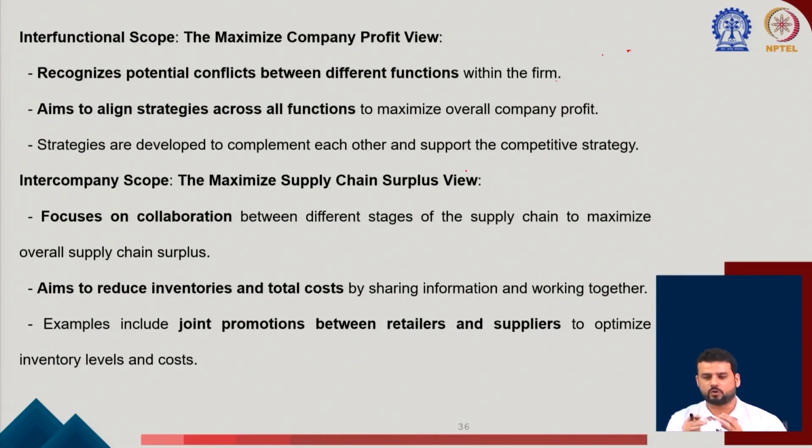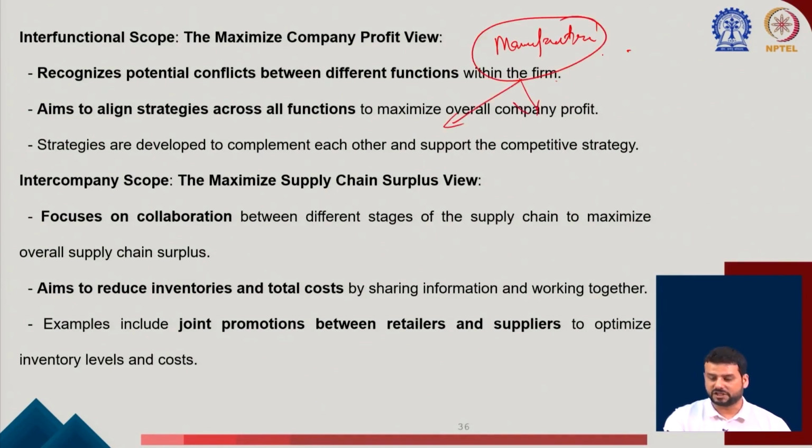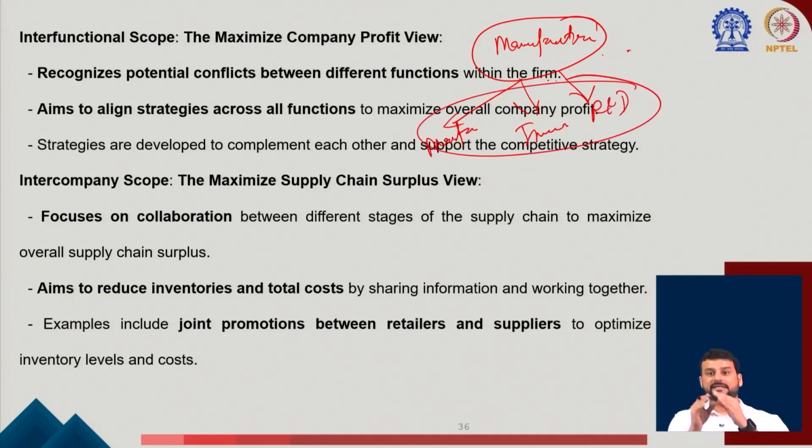Now, interfunctional scope. Let's say we have different functions. I am talking about only manufacturing again, right? So within the manufacturing unit, all the functions of, let's say, manufacturing process, inventory, R&D, all these functions should be aligned. This is interfunctional, right? All the functions within one stakeholder should be aligned. Now, inter-company scope. Let's say other than the manufacturer, I am adding the distributor as well.